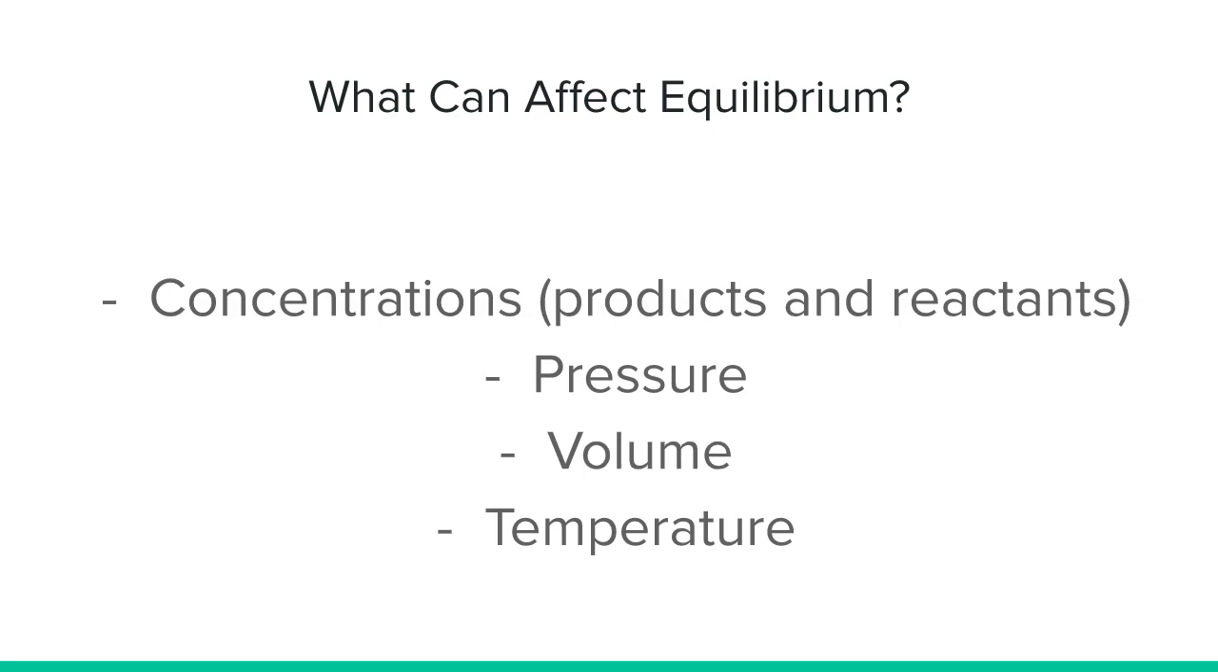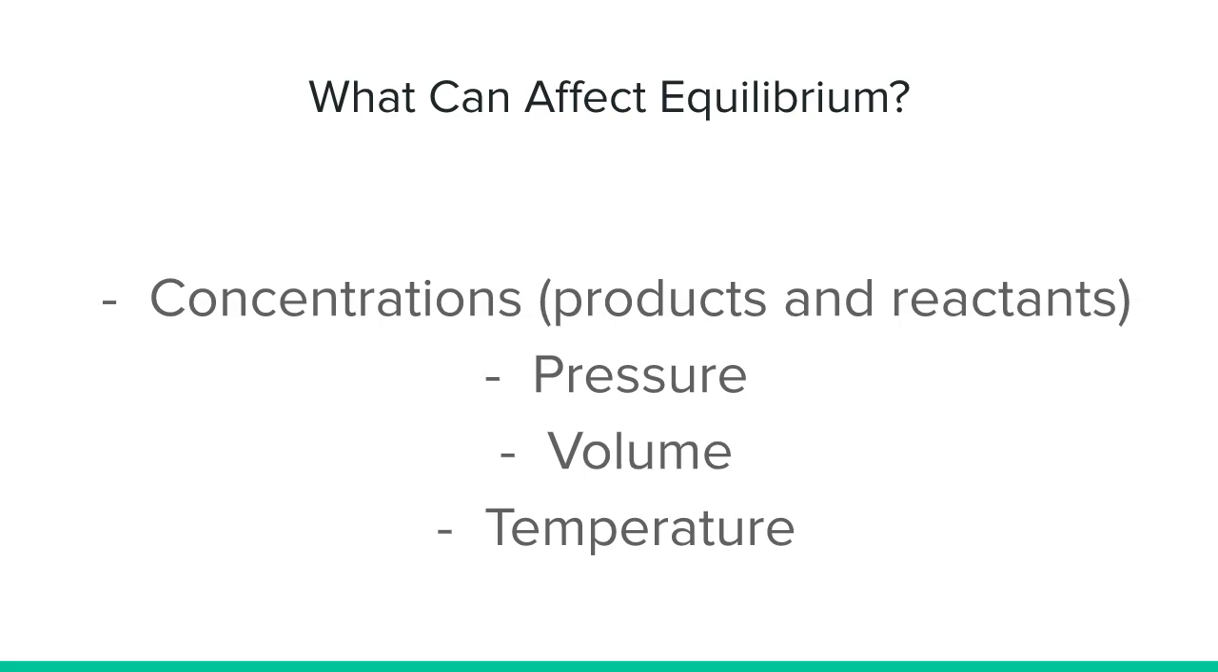So what can affect equilibrium? There's a couple of things. The concentrations, this is for both your products and your reactants. The pressure, the volume, and those two are going to get coupled together when we're talking about gases. Pressure, we know PV equals nRT. So pressure and volume share that inverse relationship. And then temperature can also affect this.